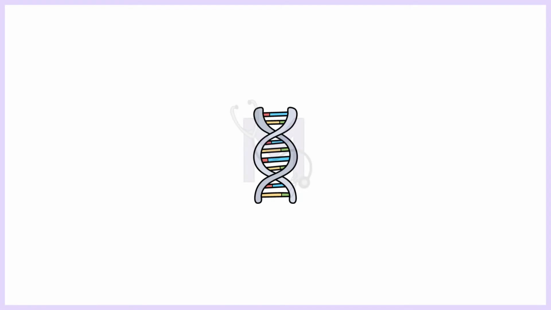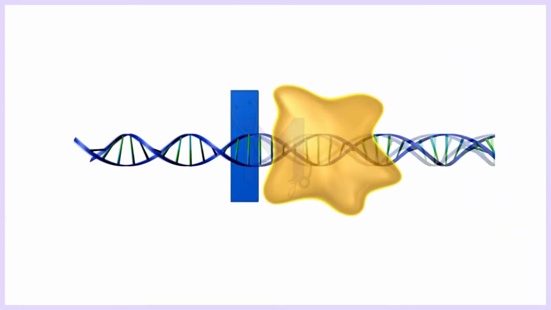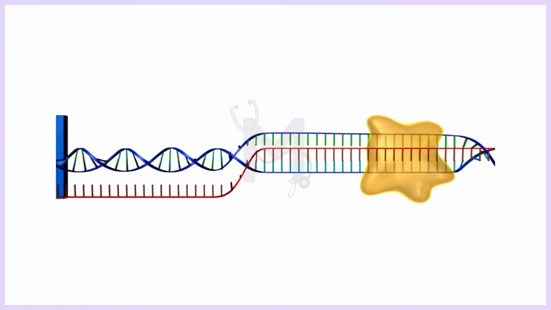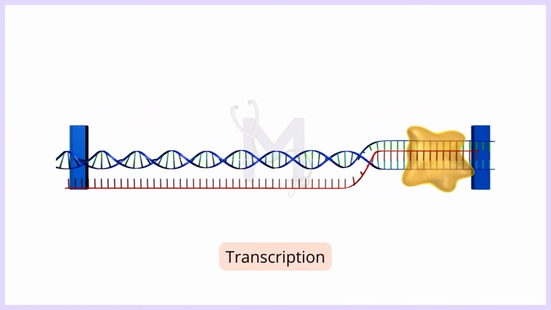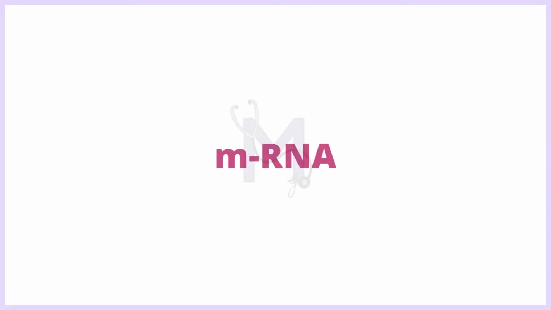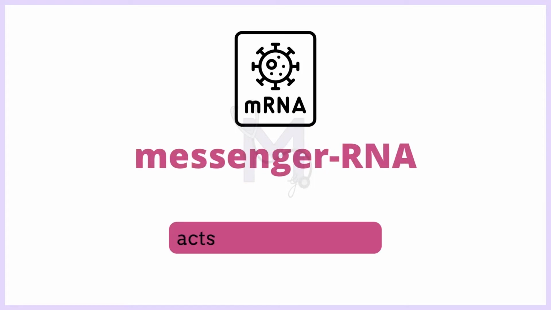Mechanism of action. A part of one of the DNA strands contains the code for protein synthesis. This part of the DNA strand is read by the enzyme RNA polymerase to synthesize mRNA, and this process is called transcription, which is similar to copying the code or message from the DNA. Hence, M for messenger RNA. This mRNA acts as a template for protein synthesis.